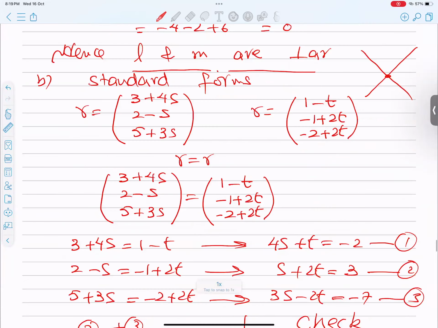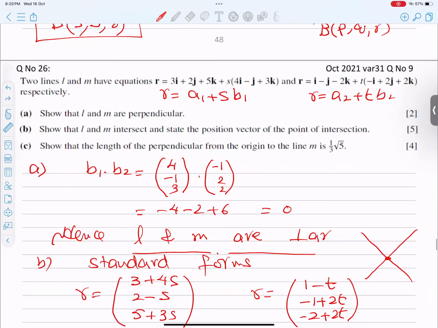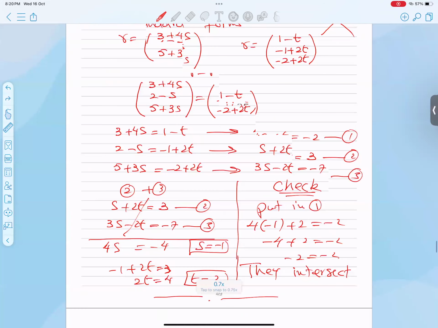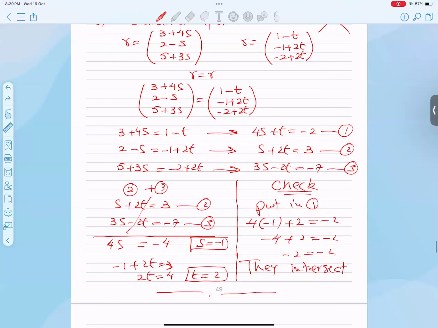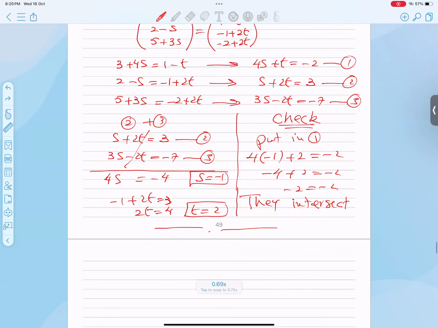Let's talk about the last part, where he said to find out the position of that. So I have two choices. Either I plug in the s value here, or I plug in the t value there. Both are fine, any choice. So I'm writing now the position vector of the point of intersection. I label it as R.